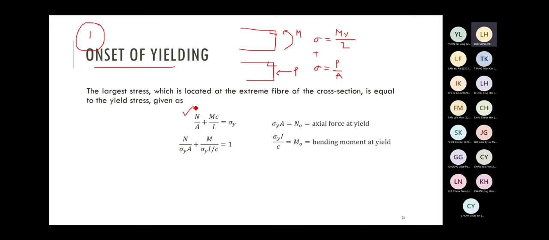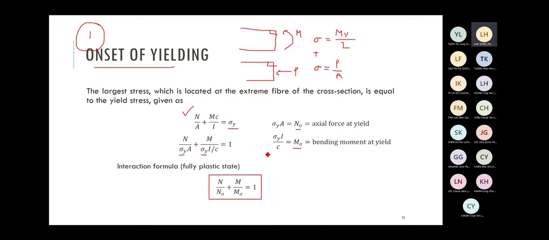I use N for axial force and M for moment on my slide. If you want to understand the just yield phenomenon, then you can set the resultant stress equal to the yield stress. Okay, and then divide the whole equation by the yield stress. Regroup the denominators into constant terms called the axial capacity and the moment capacity.